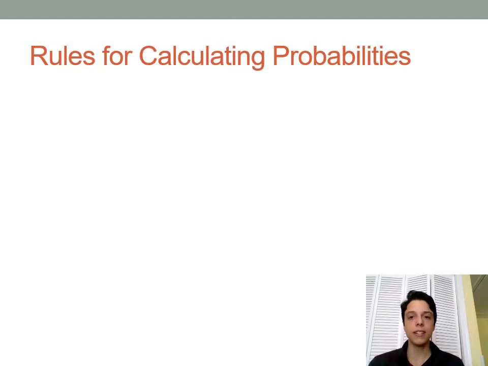So, rules for calculating probabilities. As you just saw, one way to calculate probabilities is to literally count up the number of times an outcome occurs and divide it by the total number of outcomes. But oftentimes you'll be interested in probabilities that you can't necessarily count. So one of the ways to get to probabilities is to calculate them using a set of rules.